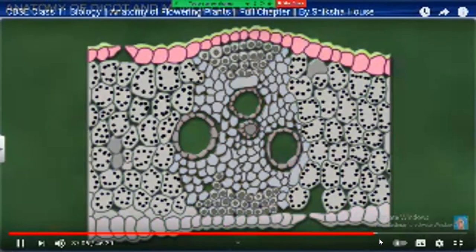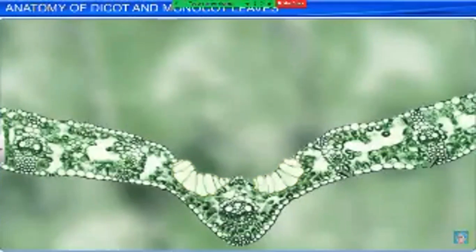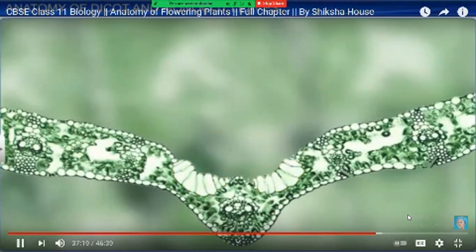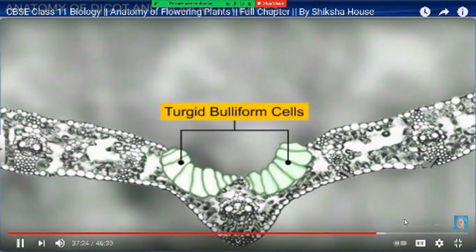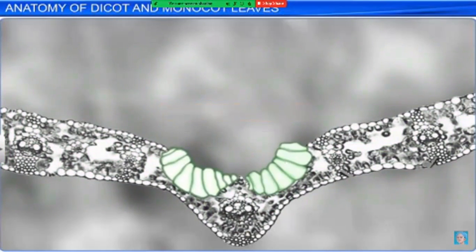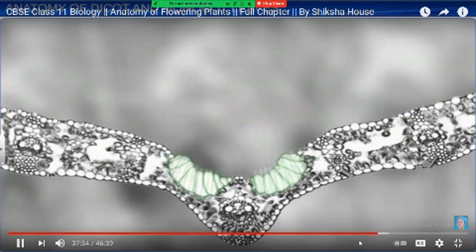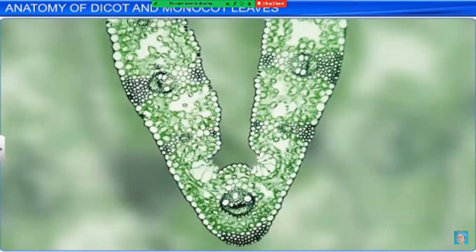Veins and cells of the upper epidermis modify themselves as large, bubble-shaped, colorless cells, also known as bulliform cells. On absorption of water, bulliform cells become turgid and expose the leaf's surface. Conversely, in water stress situations, there is loss of turgor pressure and bulliform cells become flaccid. As a result, the leaves curl inwards to minimize water loss.